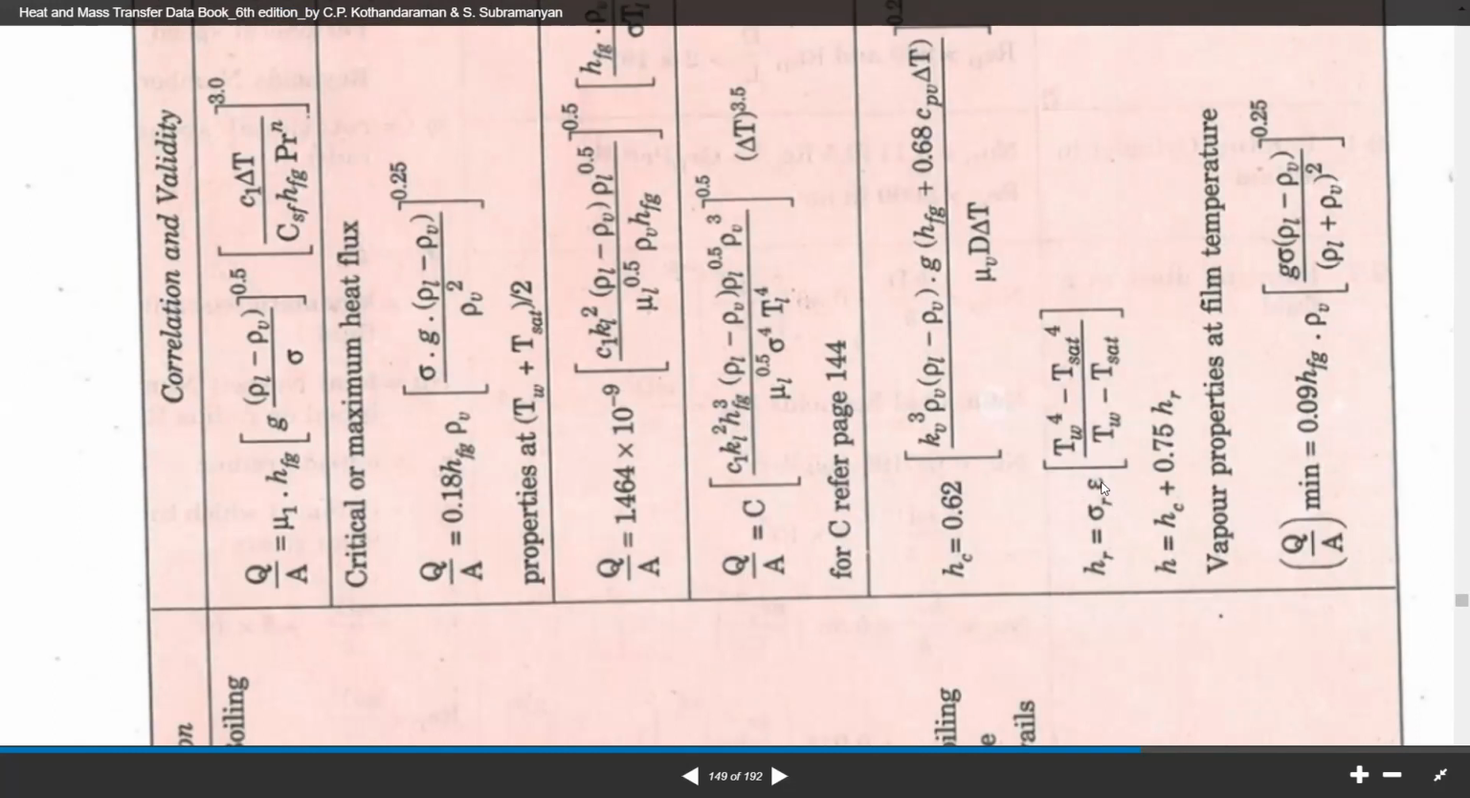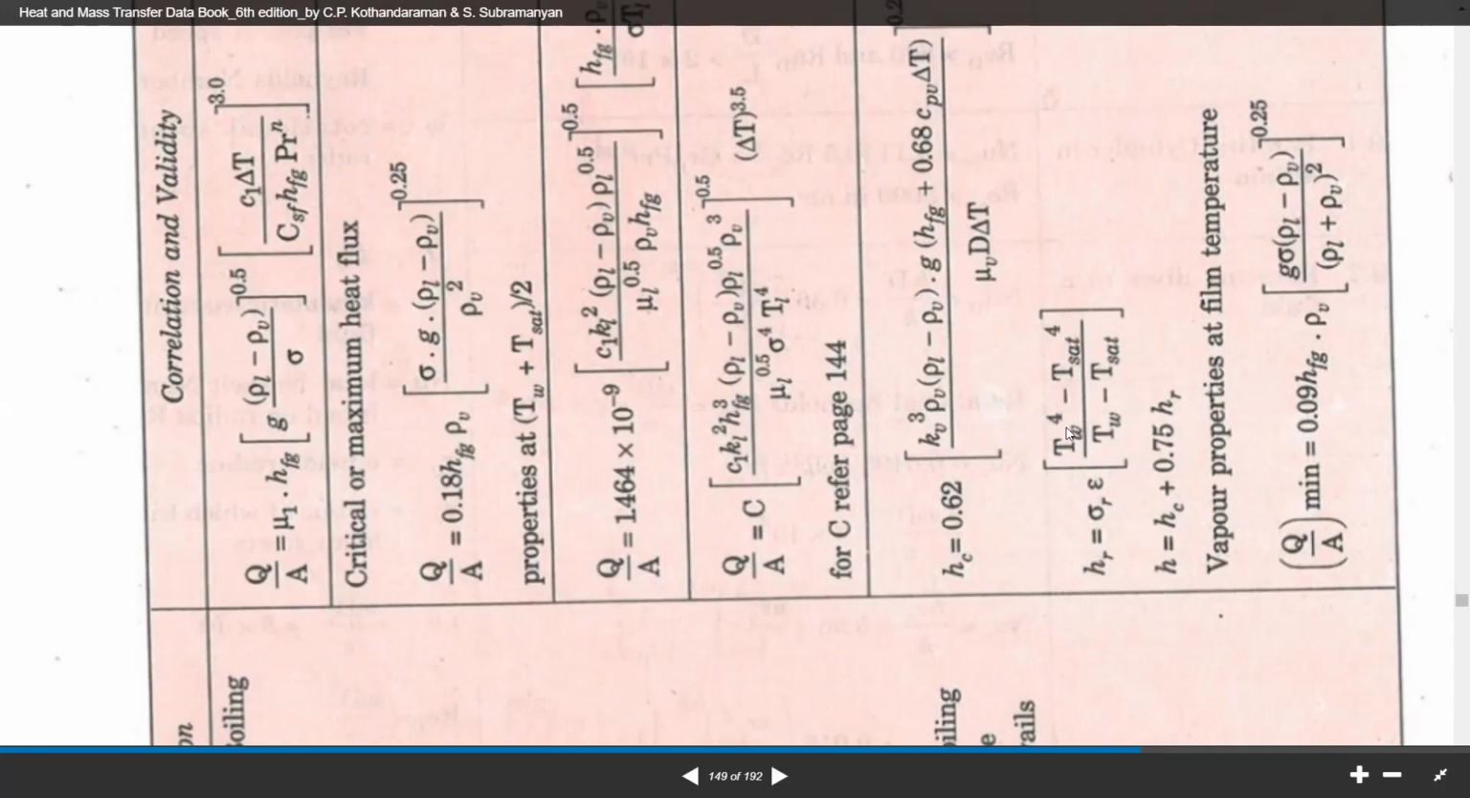Sigma and epsilon are given. T_w is given, no need to worry. T_w is nothing but the surface temperature only. So we have taken T_s, he has given T_w. No problem, it is the surface temperature only, raised to 4, and here T_sat raised to 4.